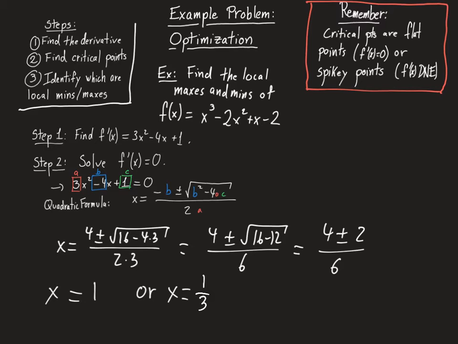Okay, so that was that. We have now solved the equation f prime of x is equal to 0. We have found that the solutions are x equals 1 and x equals 3. So these are our two critical points.